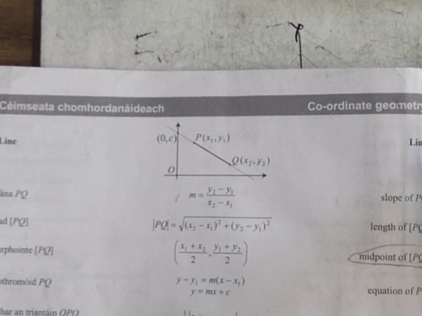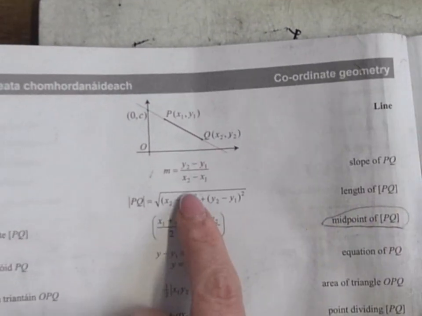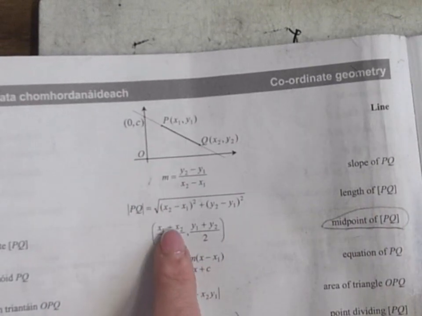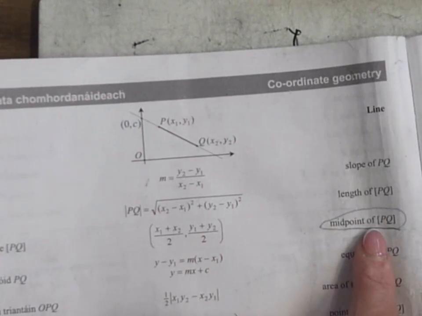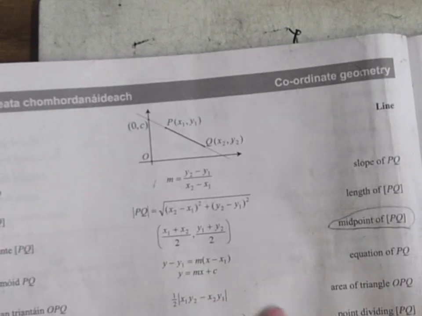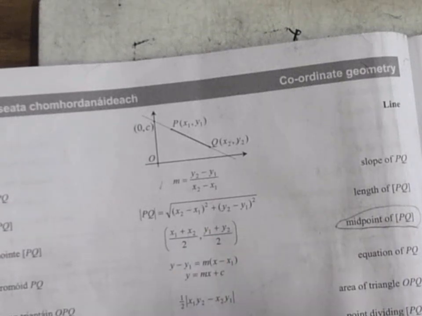So you need to know about the first 4 formulas. You need to know about the slope of the line. There's a formula. You need to know about the length of the line. There's the formula. You need to know how to get the midpoint of a line, right? And you need to know how to get the equation of a line, and it comes in 2 forms. I'll deal with that in a minute.